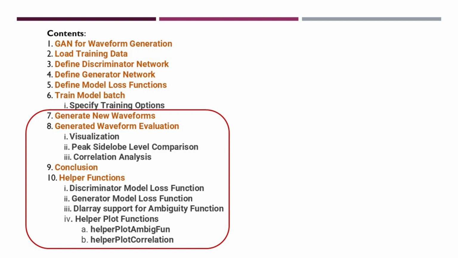Finally, we will explore helper functions, including discriminator model loss function, generator model loss function, GLARE support for the ambiguity function, helper plot functions, helper plot ambig fun, helper plot correlation.